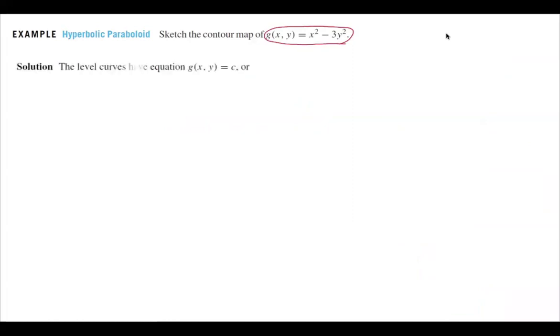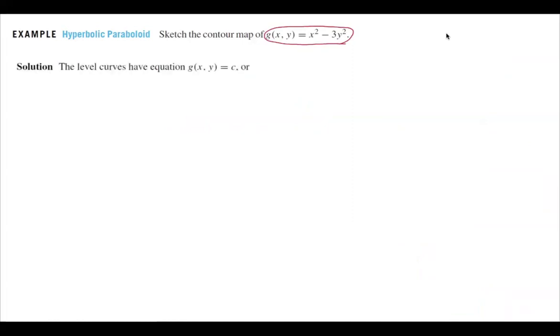Let's take a look at more examples, everyone. So here we have hyperbolic paraboloid, which is defined as x squared minus 3y squared. Sketch the contour map for this object.